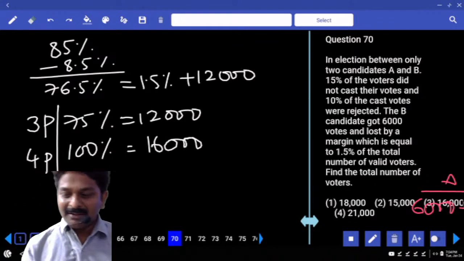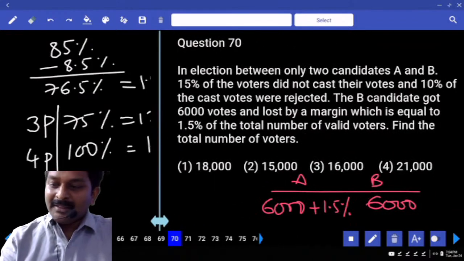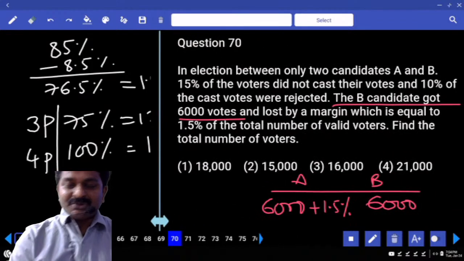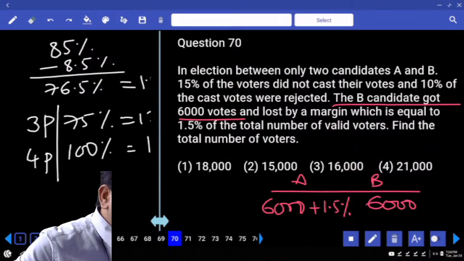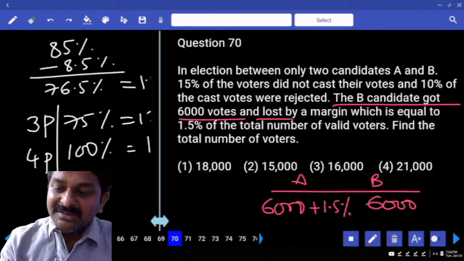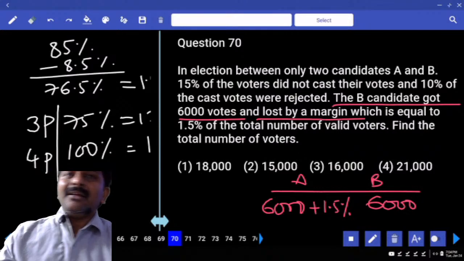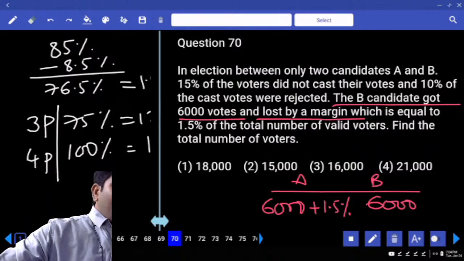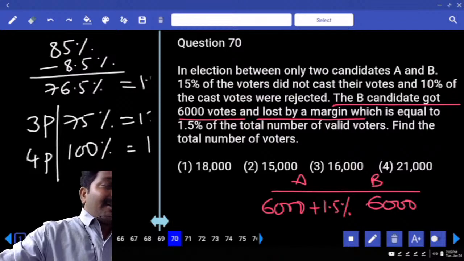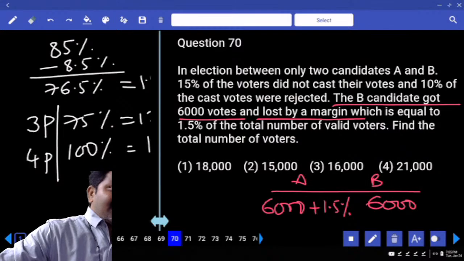From 12,000 onwards it was not understood. Right, the candidate B got 6,000 votes. So I wrote B is equal to 6,000, in red color. Understood? And lost by a margin. B lost the game, that means he is a loser. A won the game, that means A should get more than 6,000.